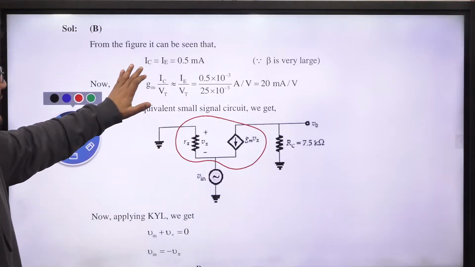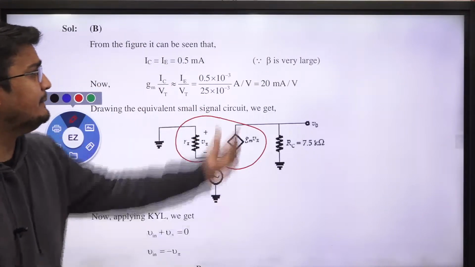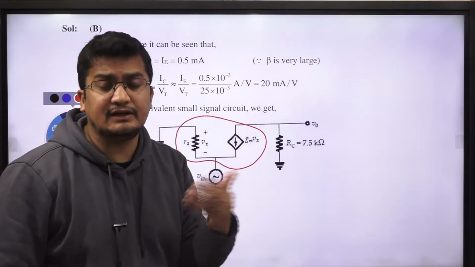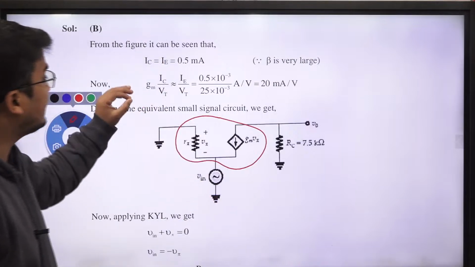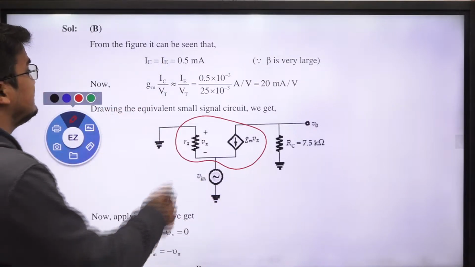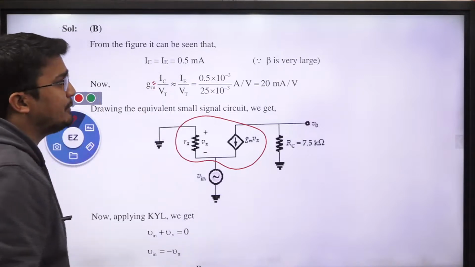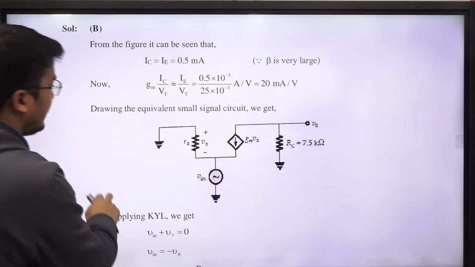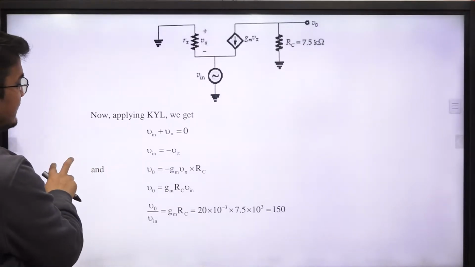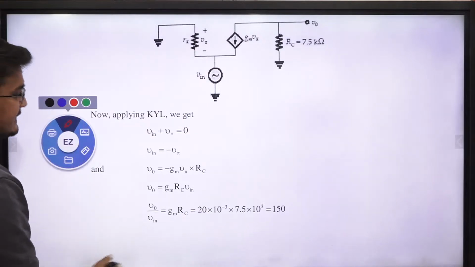So first, IC, IE: it was given that the biasing current is 0.5 milliampere. Beta is very large. You know, when beta is very large, we can approximate the collector current and emitter current, right? So from there you can calculate the transconductance. Transconductance GM is equal to IC upon VT, or we can approximate I upon VT. It is coming around 20 milliampere per volt. Is it clear? So now drawing the small signal analysis, you can apply the KVL and all circuit analysis here.